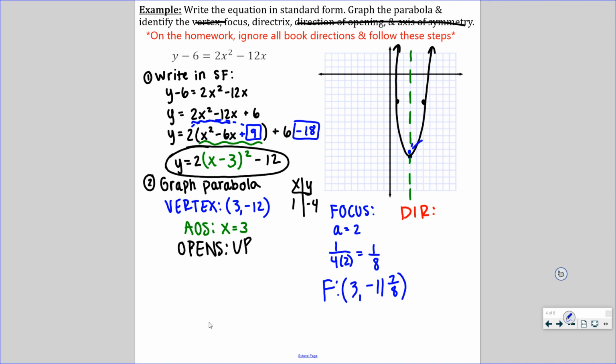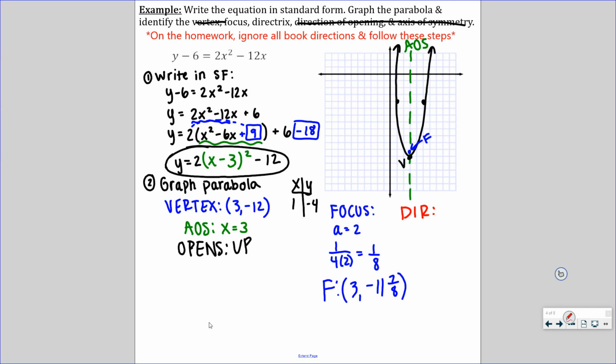I want you to label your focus. You can just do an F. That's my focus. Let's label our vertex too, with a V. That's my vertex. AOS for axis of symmetry. Label those. All right, last one.